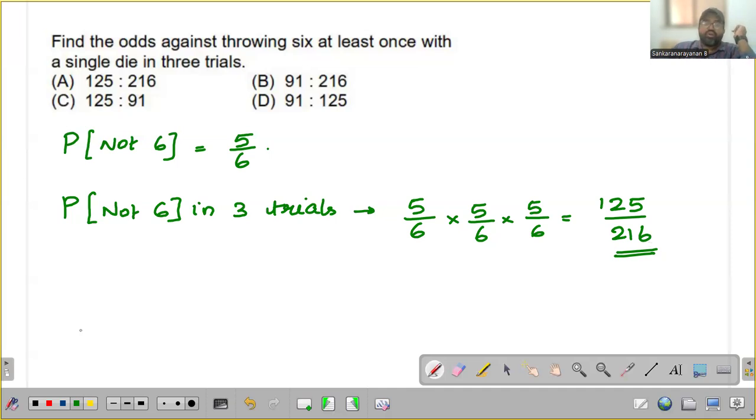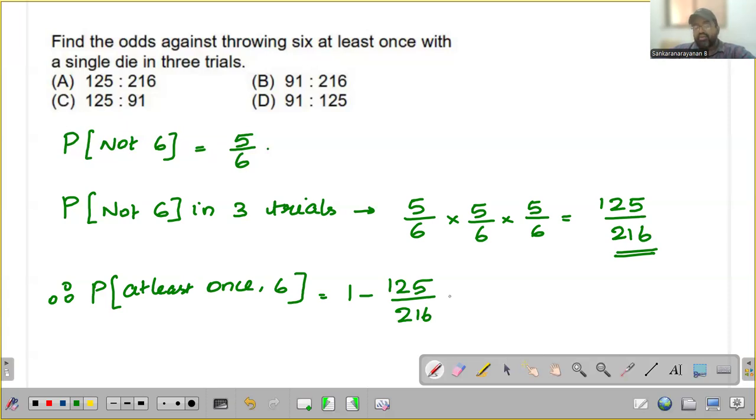Now let us find out, therefore, what is the probability that you get 6 at least once? You see 6. Okay, what is that? It is not never 6. So it is 1 minus 125 divided by 216. And when I do that calculation, I can see that this is equal to 91 divided by 216. So this is the probability that you end up seeing the 6 at least once. Okay, so I am saying P of E here is equal to 91 by 216.